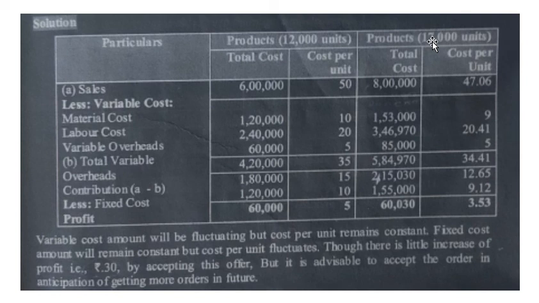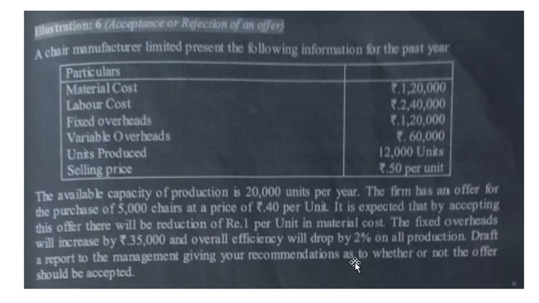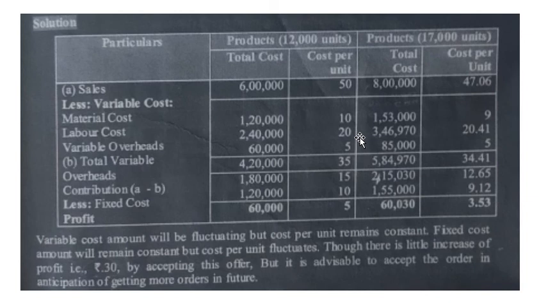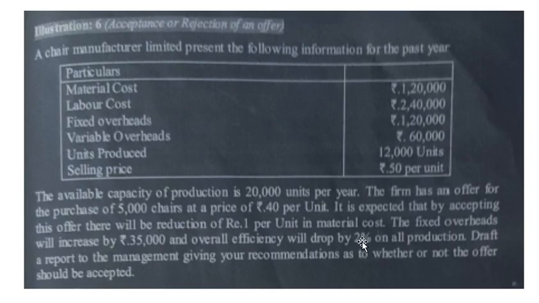Next, your labor cost. Look into the question. Have you been given any information regarding labor? No. So your labor will remain the same. What is the cost per unit for labor? 20, for 12,000 units. But the labor cost for 17,000 units is changed from 20 to 20.4. How did this change occur? If you look into the question, material cost has an adjustment where 1 rupee is reduced, then they have given fixed overhead also, 35,000 has been increased, and the overall efficiency will drop by 2% on all productions.